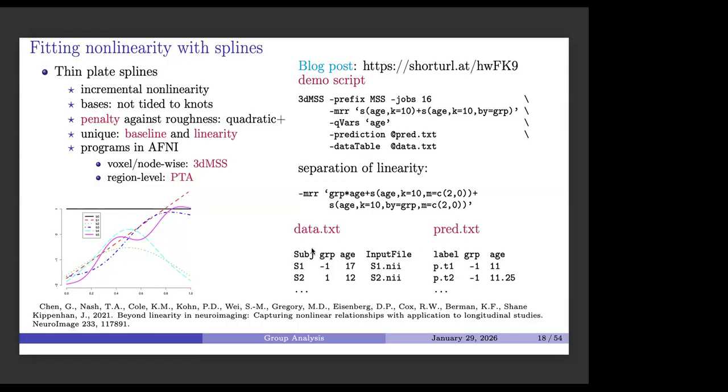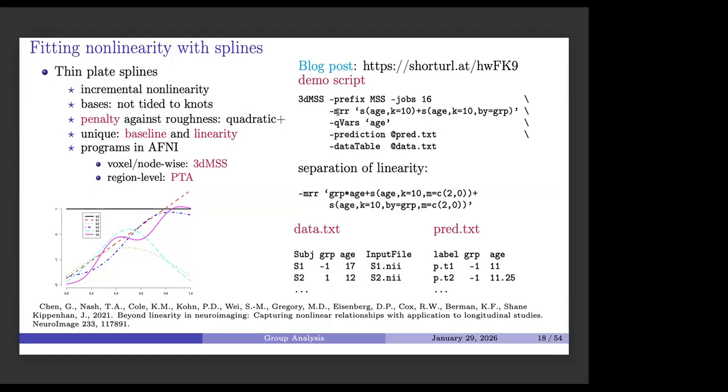So in this case, let's look at the data structure at the bottom, right? On the left-hand side, the first column is subject ID, and the last column is input files. In between, we have two variables. The group, suppose males and females, or child versus adults. Then there's the age for each participant. So those are two variables.